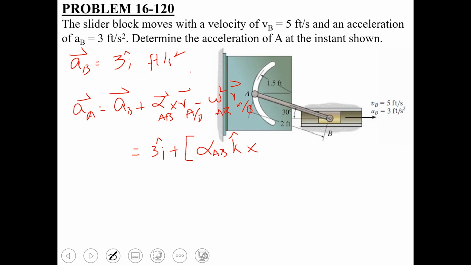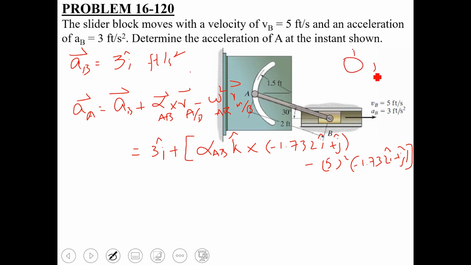assumed to be in a counterclockwise direction, so we can write this alpha as alpha AB K cross RAB. RAB हमने already निकाला है पिछले step में, which is minus 1.732I plus J. So this was our RAB minus omega square. Omega अभी again हमने last step में निकाल लिया था, which was 5. So 5 square into minus 1.732I plus J. So this is going to be our right hand side of this equation.